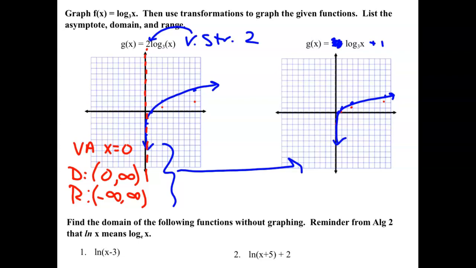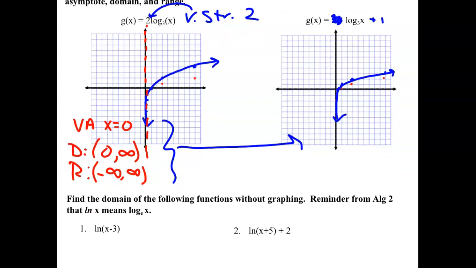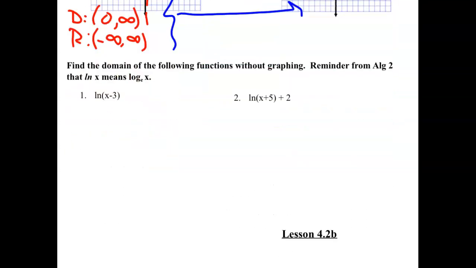Can we predict the domain? We know range is everything. Can we predict the domain just by looking at the equation without actually seeing a graph? What causes the domain to change? What kind of transformations? Anything left or right? Okay, so in this first example here, it says to find the domain without graphing.